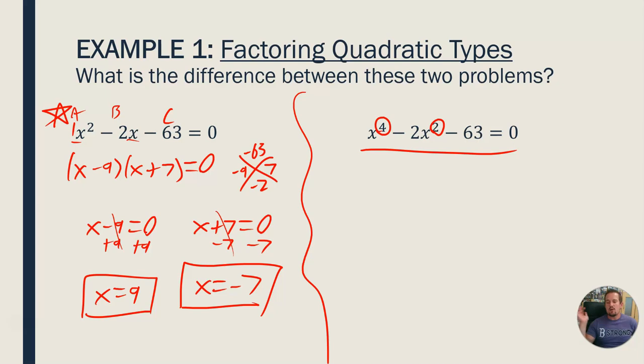Okay? That's great. We know how to do that already. So now let's take a look at this problem: x to the fourth minus 2x squared minus 63. I'm going to solve this basically the same way. Okay? So let's pretend for a moment that this is a quadratic.